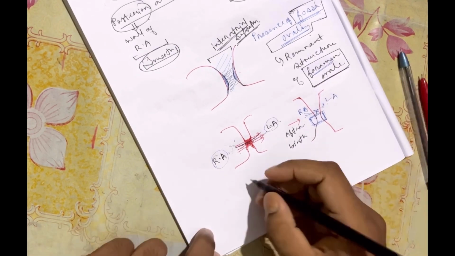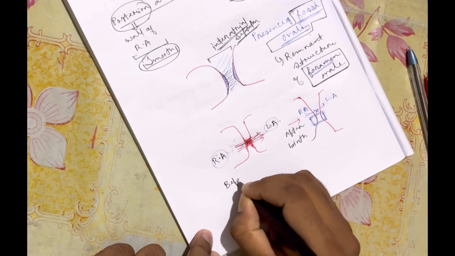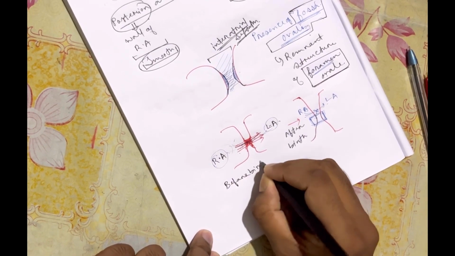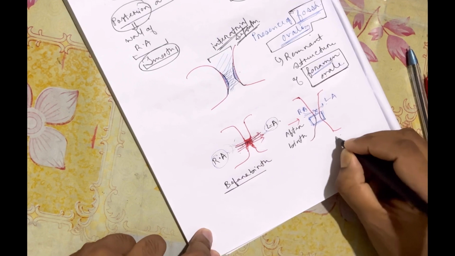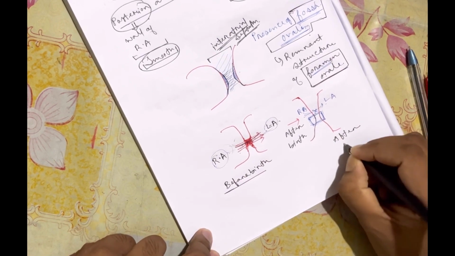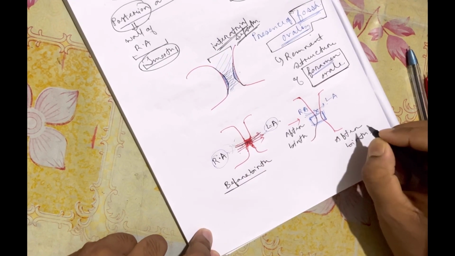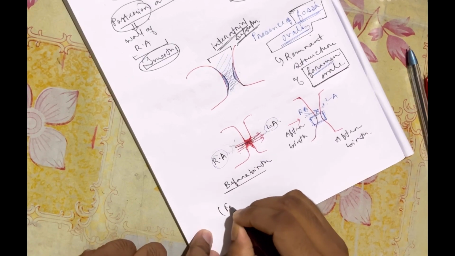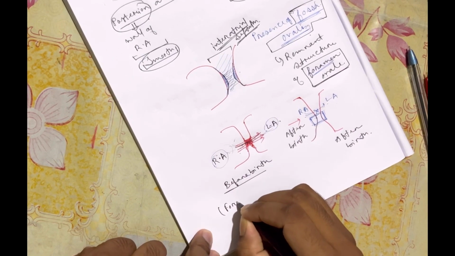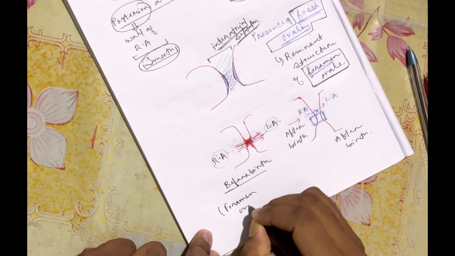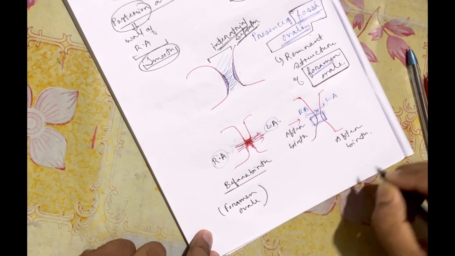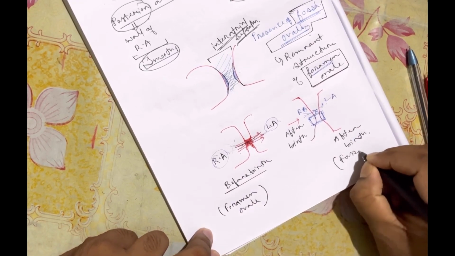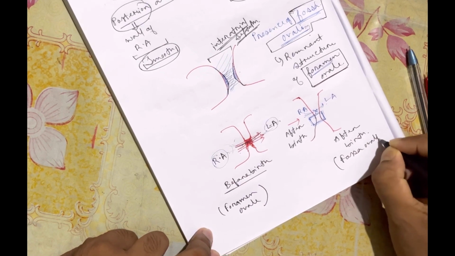So let me write here. Before birth, and this is after birth. Before birth it is called the foramen ovale, and after birth it is called the fossa ovalis.